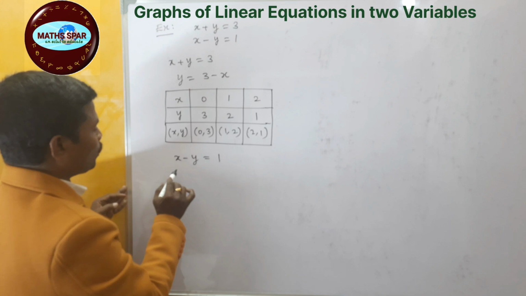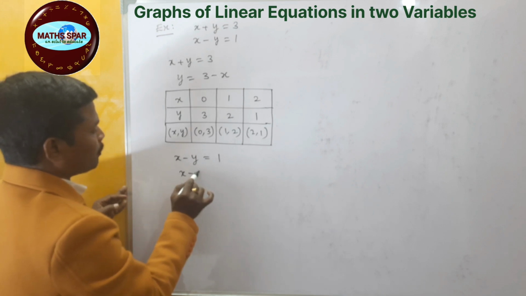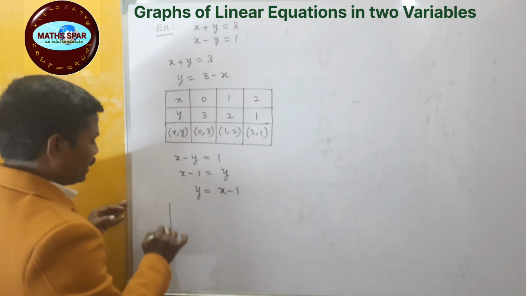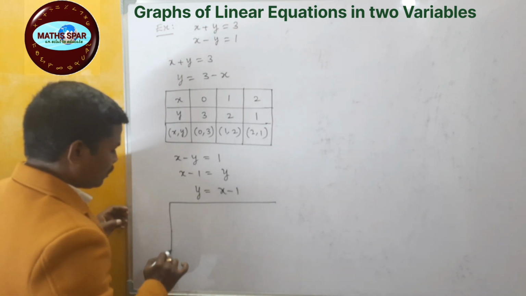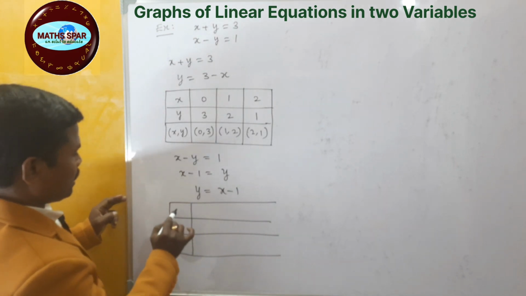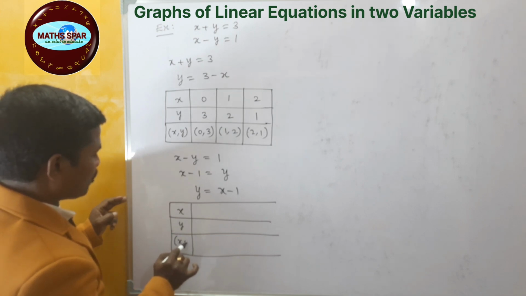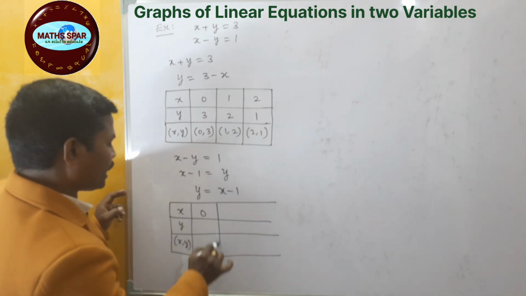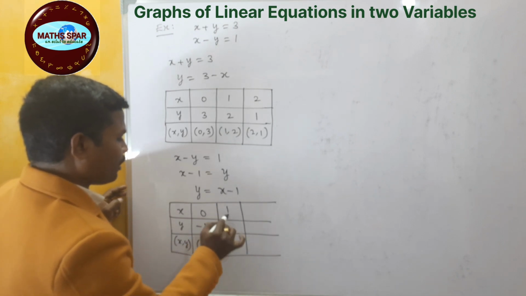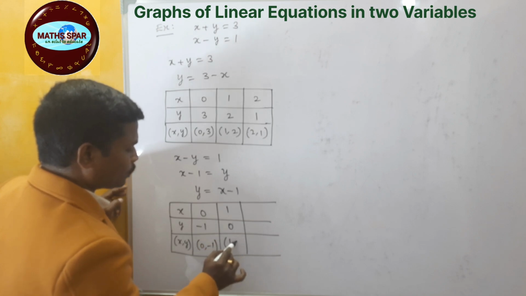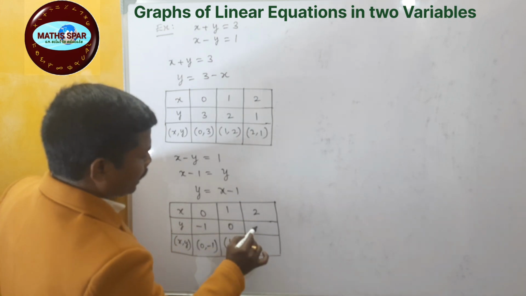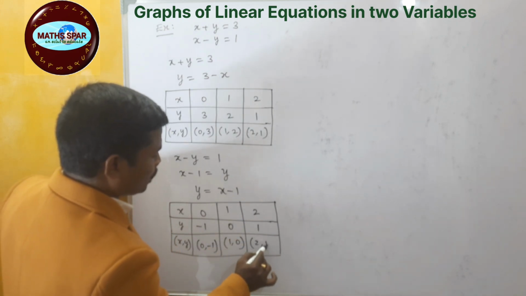I will find x minus y is equal to 1. Then x minus 1 is equal to y. That is y is equal to x minus 1. Then I will prepare the table. Now that is x, y, x comma y. Now 0 if I take, it is minus 1. So 0 comma minus 1. 1 if I take, 1 minus 1, that is 0. So 1 comma 0. Then I will take 2. Then 2 minus 1 is 1, that is 2 comma 1.